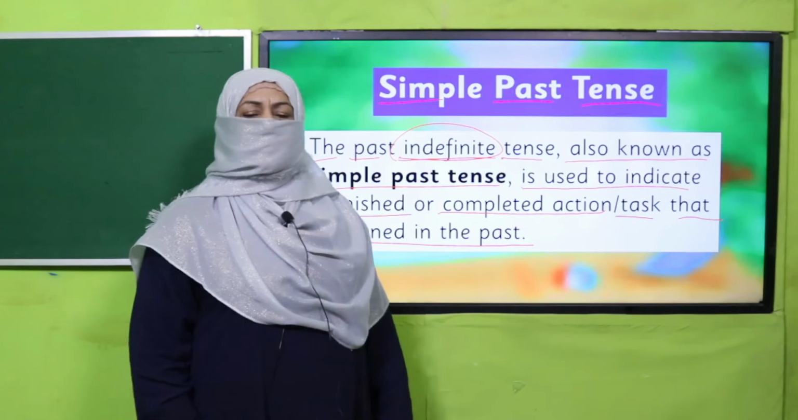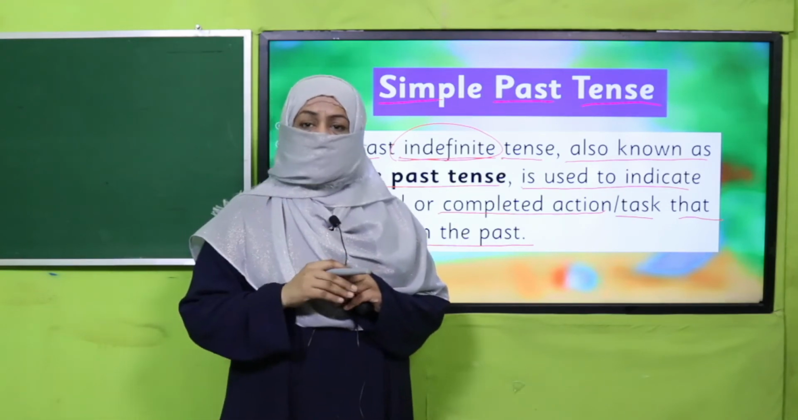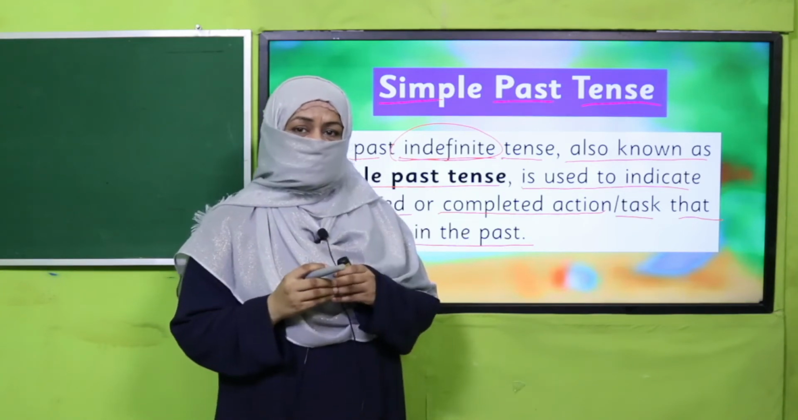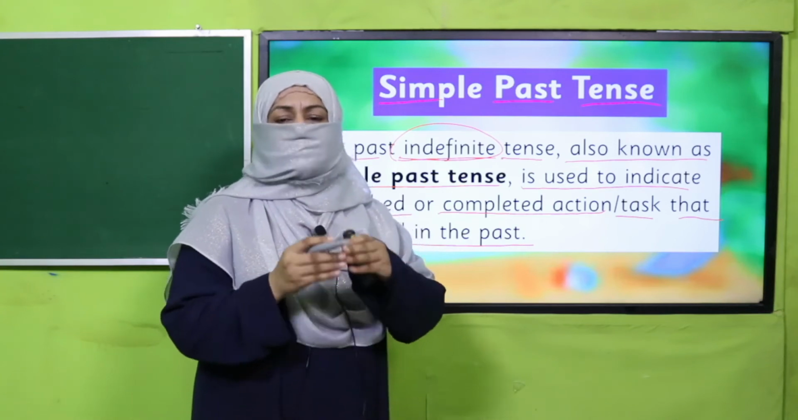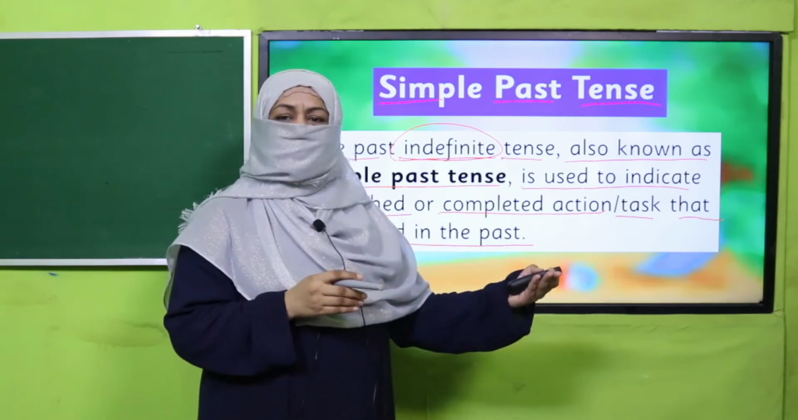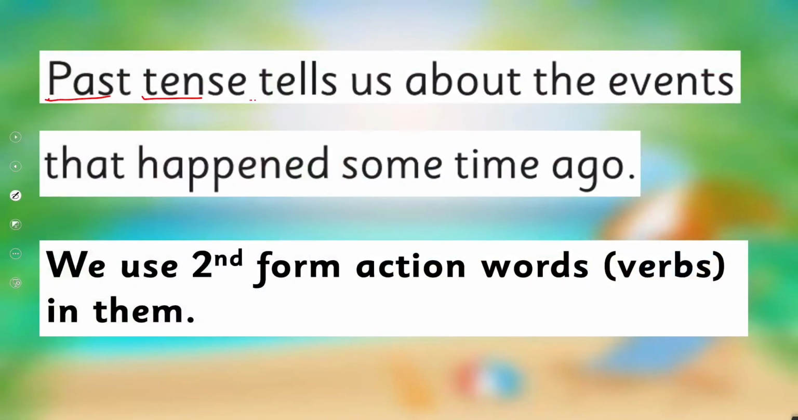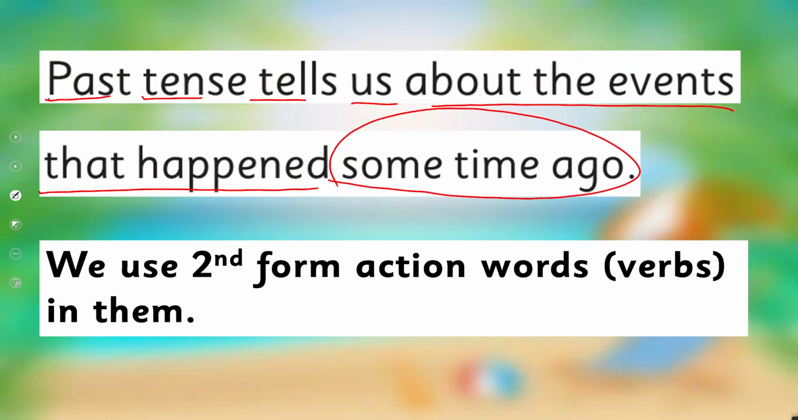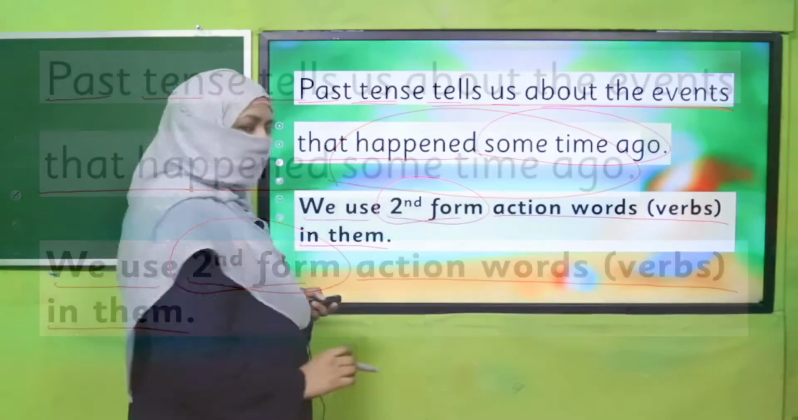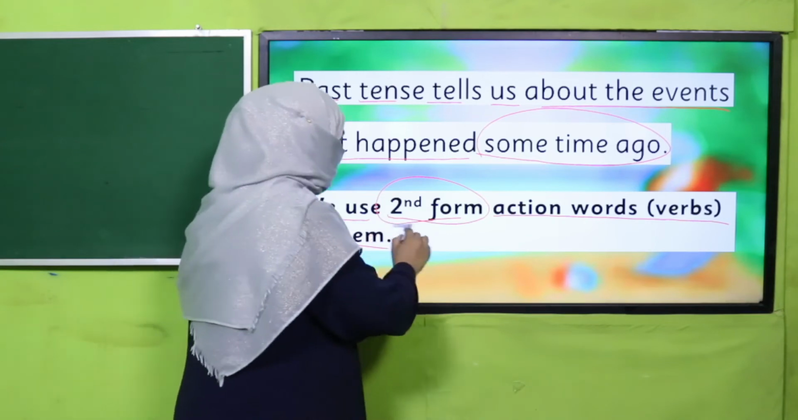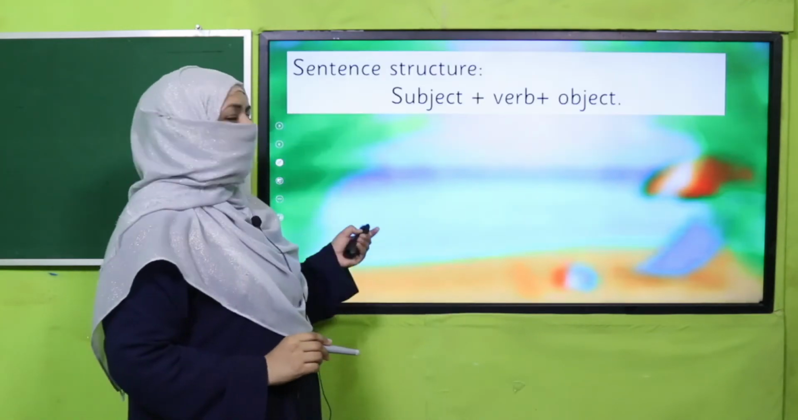Okay. For example, if you visited a hill station, now you have gone there, you have visited. If you are describing it either in speaking or writing, which tense should you use? Simple past, because this is a task, an action which you have already completed. You understand? This is the implementation of this tense. So the past tense tells us about the event that happened some time ago. And we use the second form of the action word, means verb, in them, right? As we have discussed, in simple present we use the first form, and in simple past we will use the second form of verb. So what will be the sentence structure?